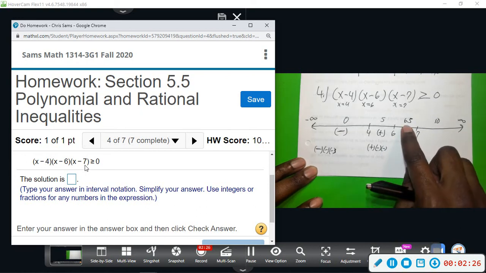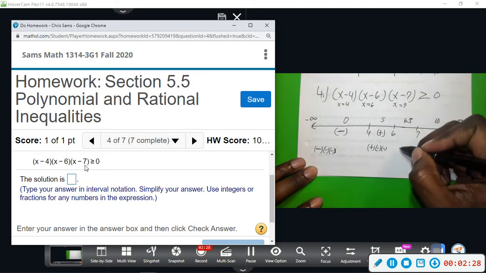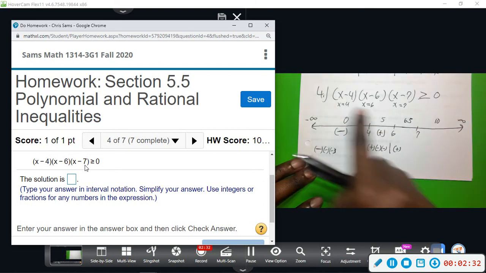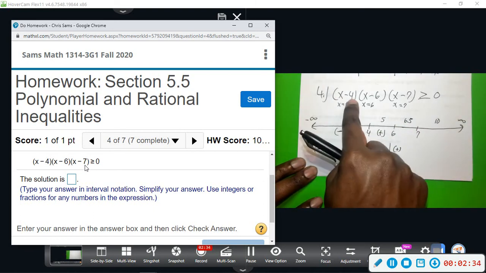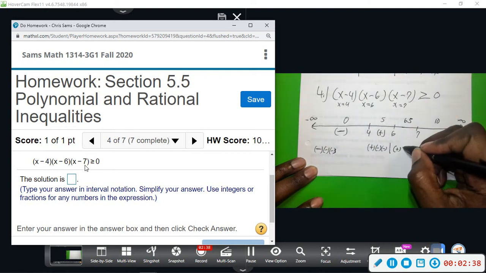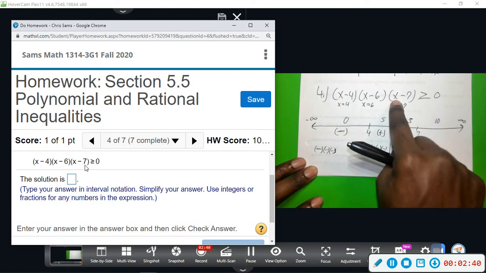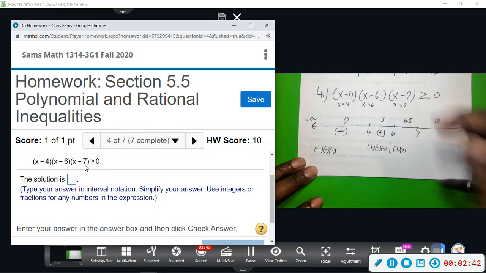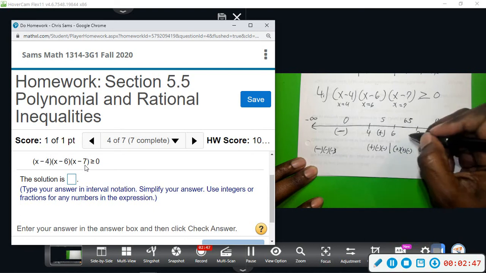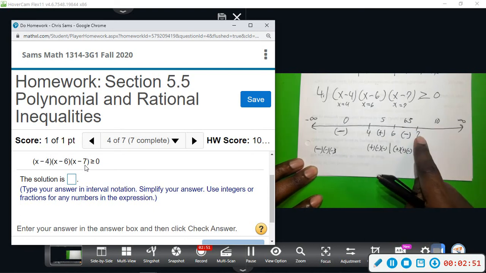Alright, 6.5, this will be positive because 6.5 is bigger than 4, so you get a positive number here. 6.5 is bigger than 6, so you get another positive number. And then 6.5 is less than 7, so you're going to get a negative number there, and this will ultimately end up negative. Alright, so between 6 and 7 is negative.